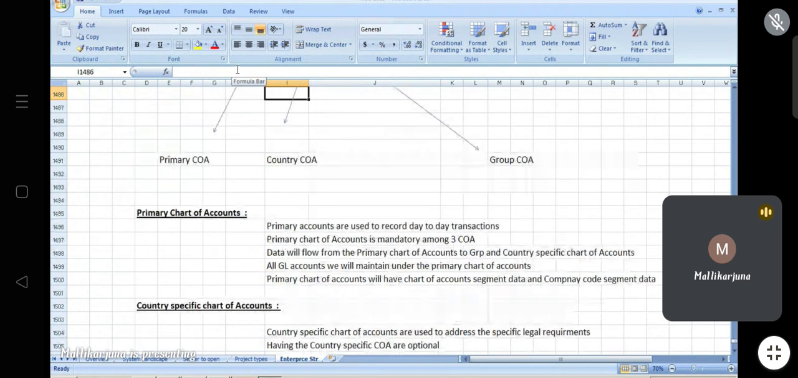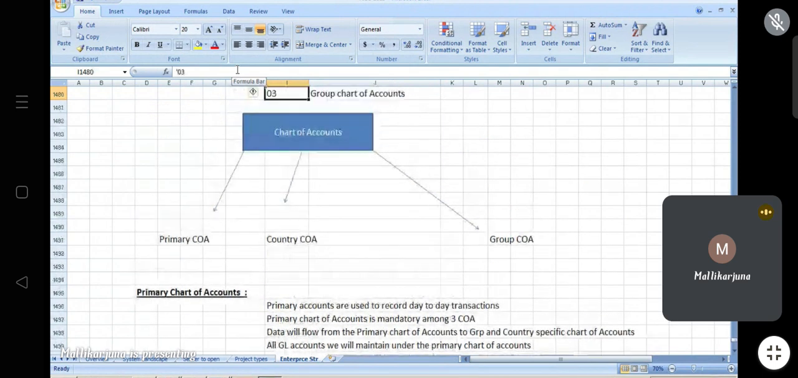Okay, so three functionalities of chart of accounts. Chart of accounts is nothing but a list of the GL accounts, all your GL accounts, which we are going to define under the chart of accounts. There are three types of chart of accounts. This chart of accounts is defined at client or global level, so we can assign the same chart of accounts to multiple company codes, on the understanding that the business has the same operations across all the company codes.